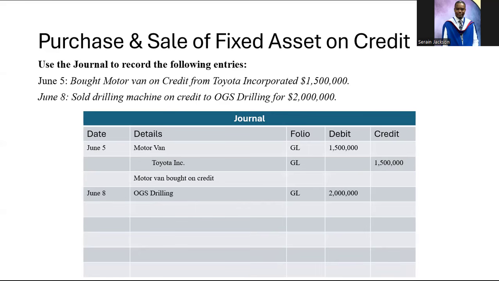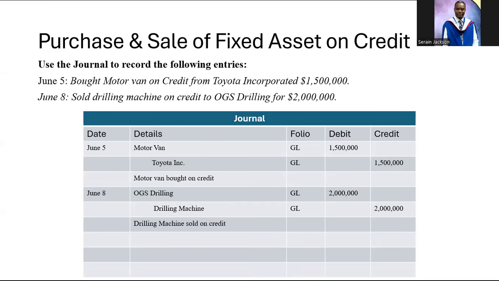And remember that when you are writing in the credit entry, you indent, so you go sales. Well, you wouldn't go sales, my bad. You would go drilling machine, because it's a fixed asset, so you wouldn't put sales. Sales relate to goods. Just remember that. In the credit column, you have $2 million, and you put the narrative again: drilling machine sold on credit, and that's it.